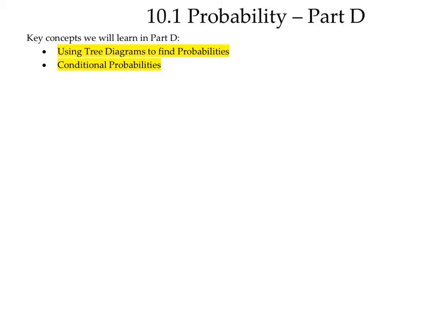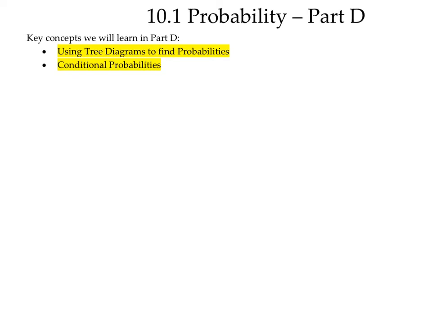Today we're going to work on using tree diagrams to find probabilities and conditional probabilities, and that should complete section 1. We used tree diagrams back in chapter 9 as a way of visualizing the multiplication principle of counting. Tree diagrams may also be used to solve probability problems.